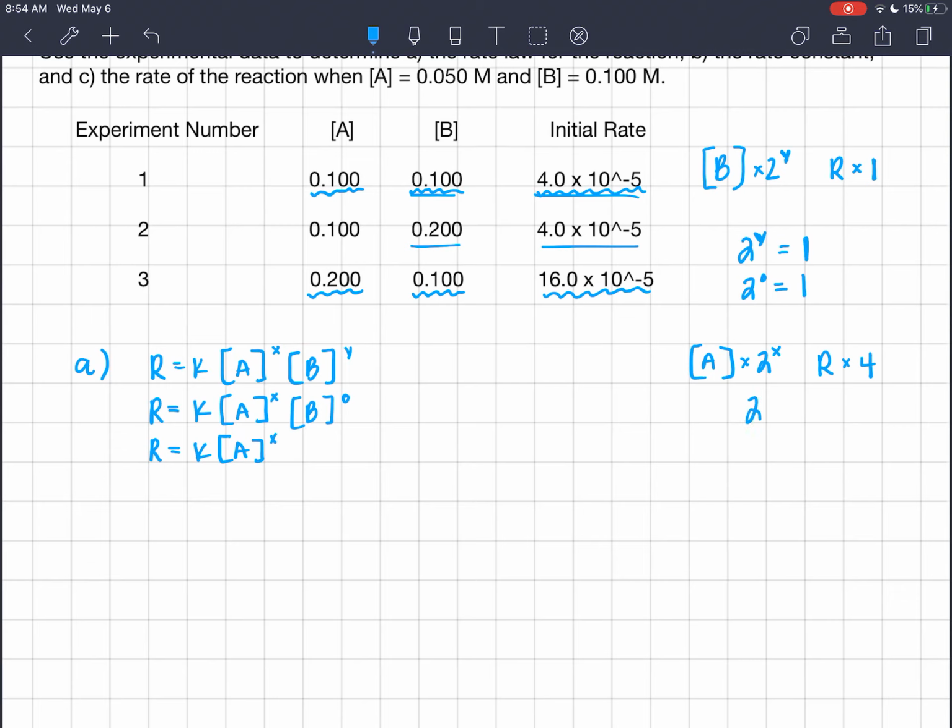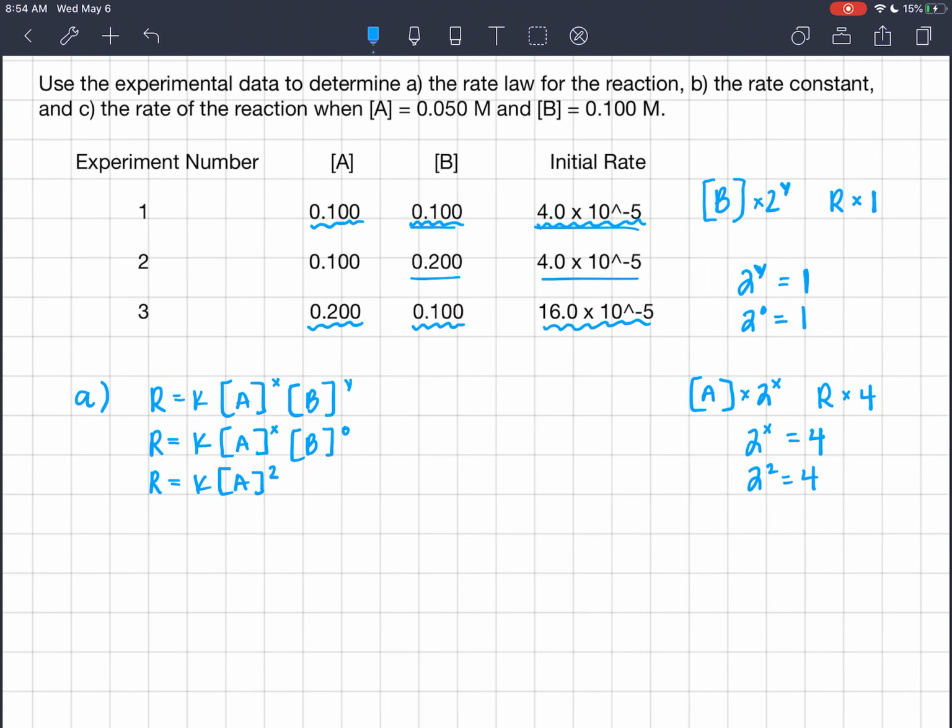So this is not the same factor. So what must I be raising 2 to get 4? Well, if I square it, that will get me this factor of 4. So I must be squaring my concentration of A in my rate law. It's a second order reaction in regards to A.